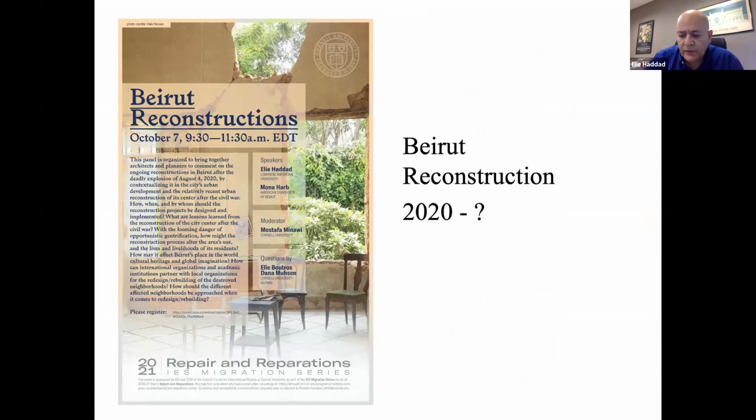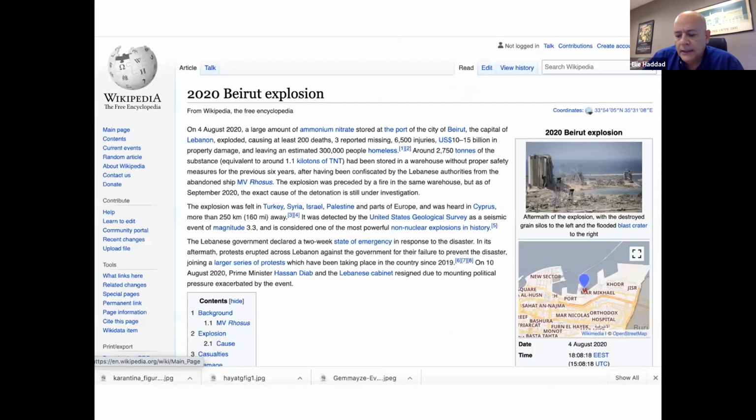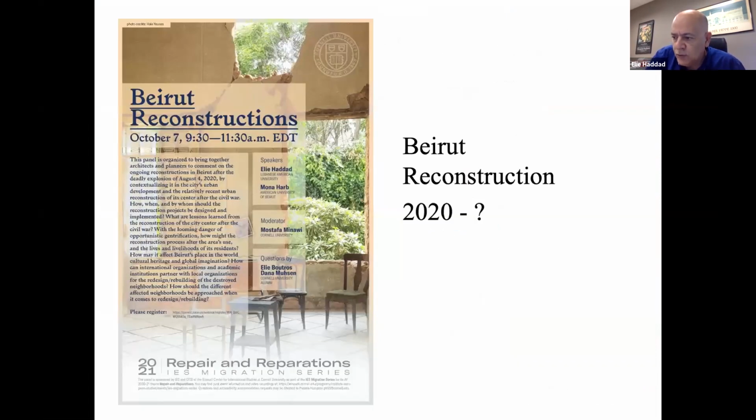So as agreed with Mona Harb, I will be giving basically an overview of the areas that have been affected by the blast. We'll not be discussing so much Solidere. It's behind us in a way, and there has been a lot of press on that. So I will give a historical overview of the situation, and Mona Harb then will focus, I guess, on the questions of reconstruction and the different initiatives that are taking place.